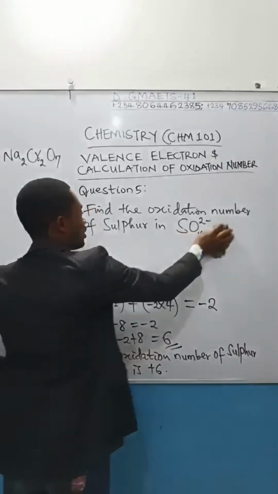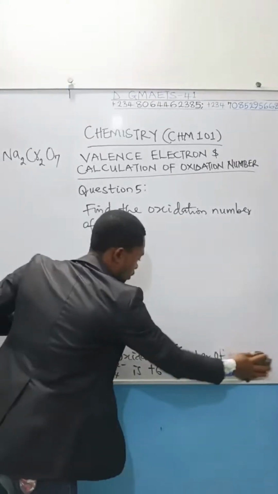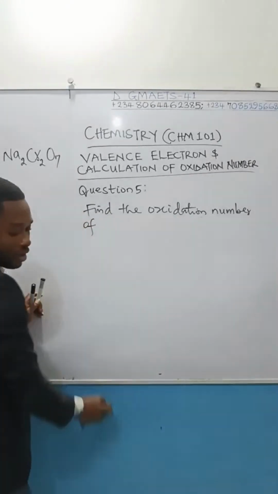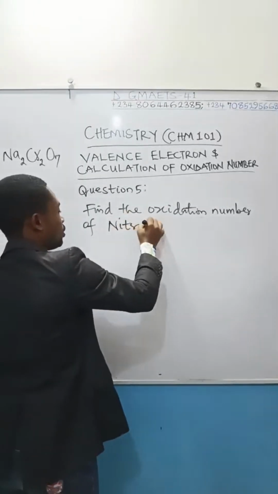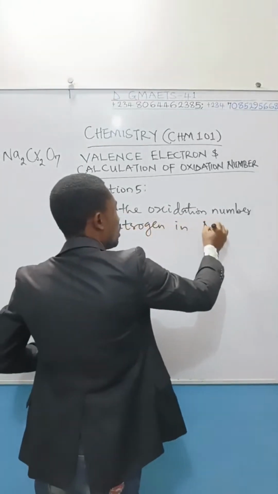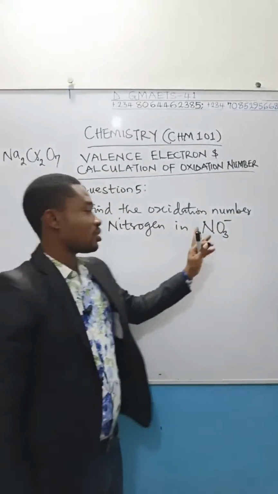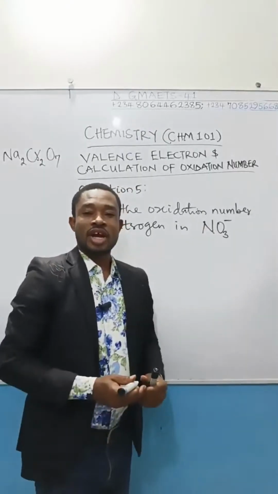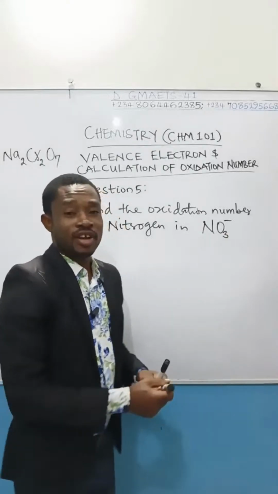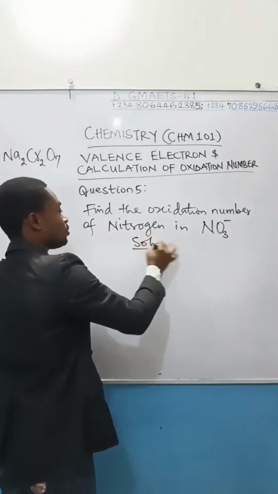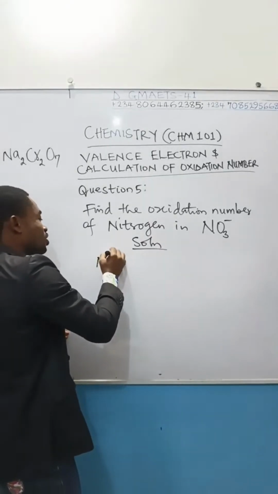Let us look at another question. We want to calculate the oxidation number of nitrogen. Find the oxidation number of nitrogen in NO3 minus. This is the trioxonitrate. It's an ion. So what is the oxidation number of nitrogen here? Quickly. You follow the same format. Nitrogen, we are looking for its oxidation number.